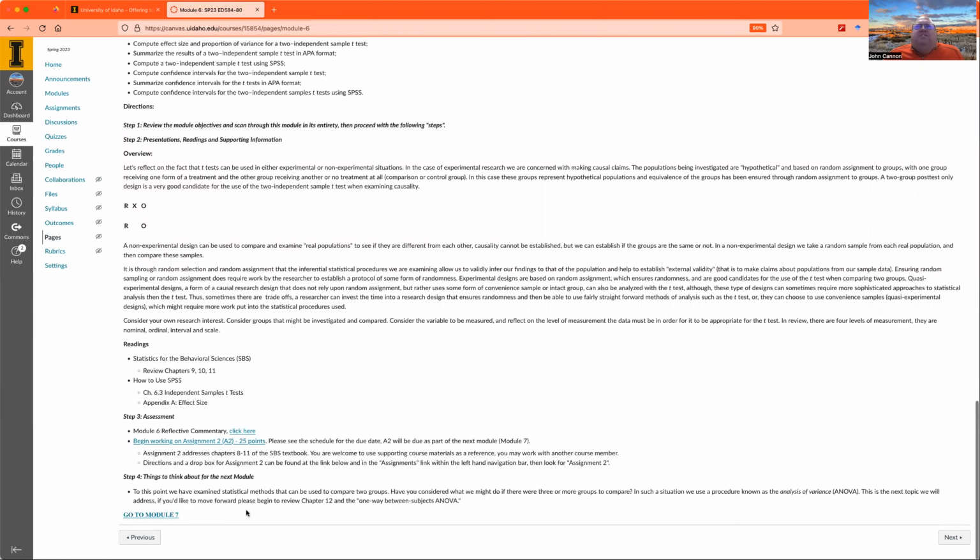Then as we look ahead to the next module, Module 7, at this point, we have examined statistical methods that can be used to compare two groups. Now we are going to be looking at how to compare 3 or more groups. In such a situation, we use a procedure known as the analysis of variance, or ANOVA. And this will be the next topic that we go into, and feel free to move ahead to Chapter 12 and the one-way between subjects ANOVA.